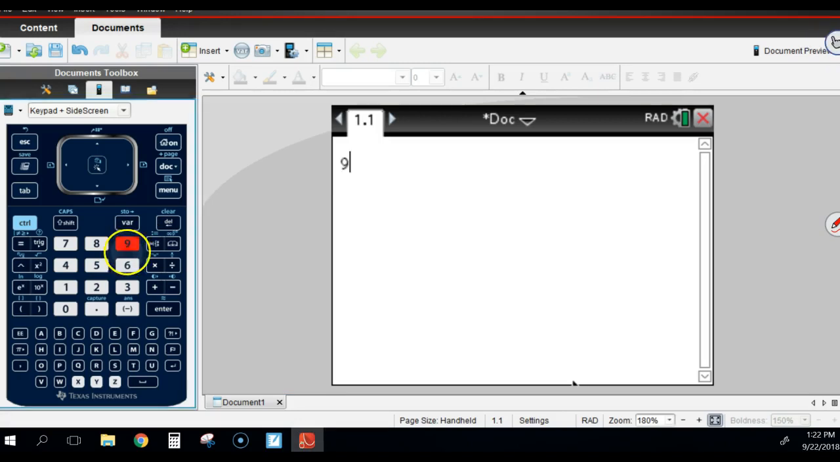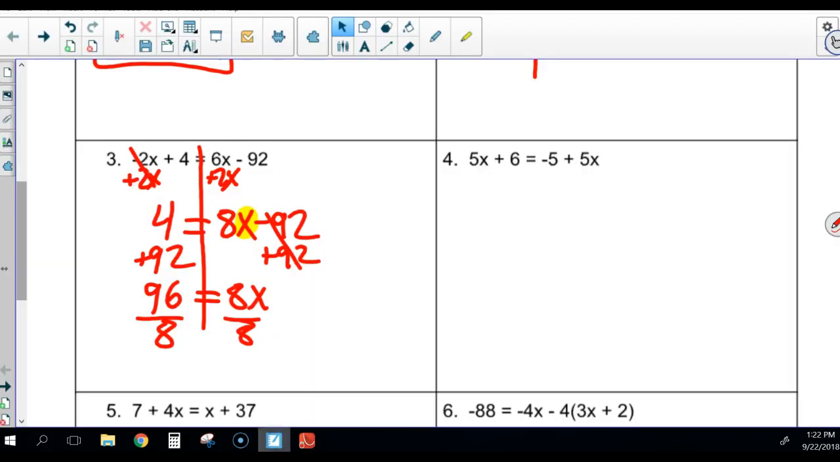Let me double check. 96 divided by 8. You got 12. X equals 12.